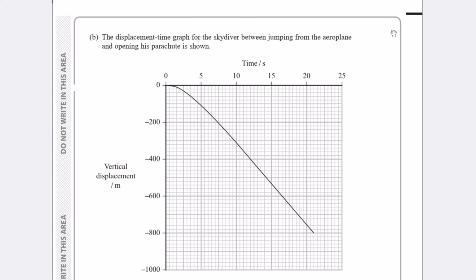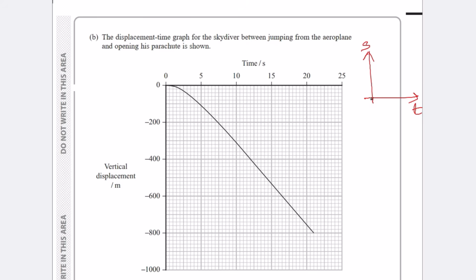Part B of the question says the displacement time graph for the skydiver between jumping from the aeroplane and opening the parachute is shown. So they have just, I don't know why, twisted this concept, because you know this graph. This is a very basic displacement time graph. But what they have done for this specific question is they have considered displacement to be negative and time they have given upwards, right?